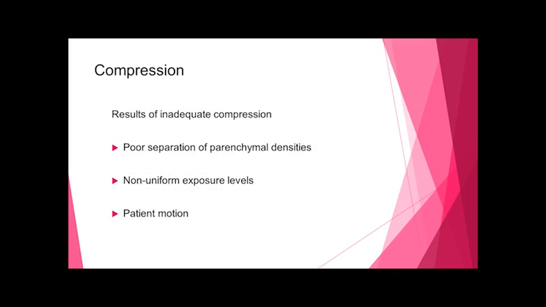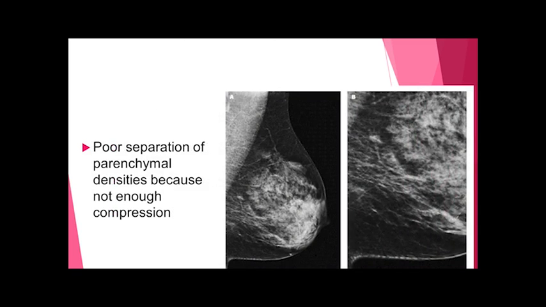Now compression, this results in, if you have inadequate compression, it can give you poor separation of parenchymal densities, non-uniform exposure levels, and patient motion. So compression is very, very important no matter what breast modality that you're using in mammography, whether it's film screen, whether it's 2D imaging or tomosynthesis. Compression is very, very, very important. You can get poor separation of these structures to see if there's any tiny subtle abnormalities in between these structures because of lack of compression.